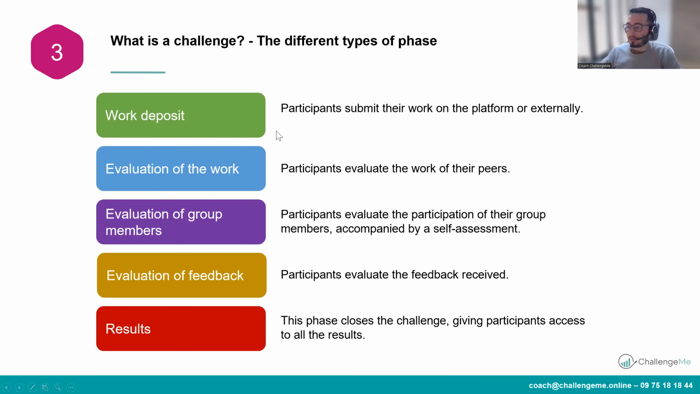And here we can see the different types of phases we have. I told you that we have a work submission phase, where the participant can submit a work; an assessment phase, where the participant can assess the work of others; evaluation of group members, allowing the student to assess their group members with whom they have collaborated on behavioral criteria; the evaluation of feedback, where the students will be able to find out the feedback they received and indicate if they found this feedback relevant or not; and results phase, allowing the students to find out their grade and their feedback.